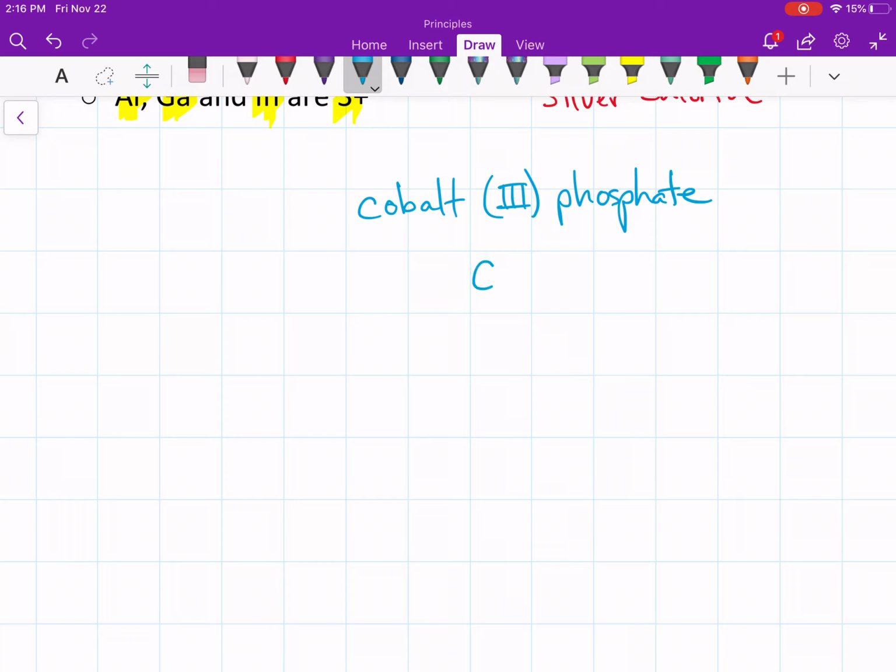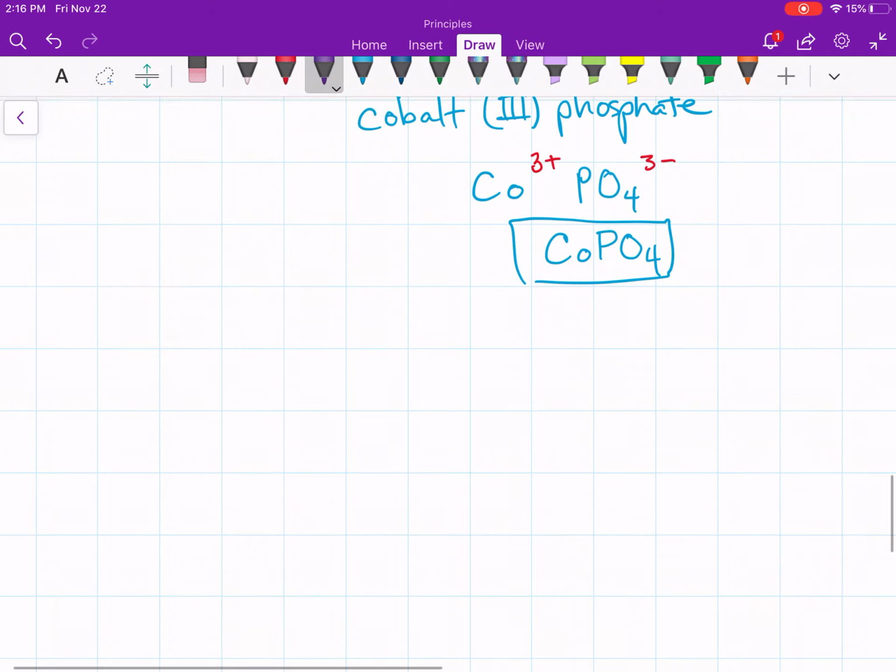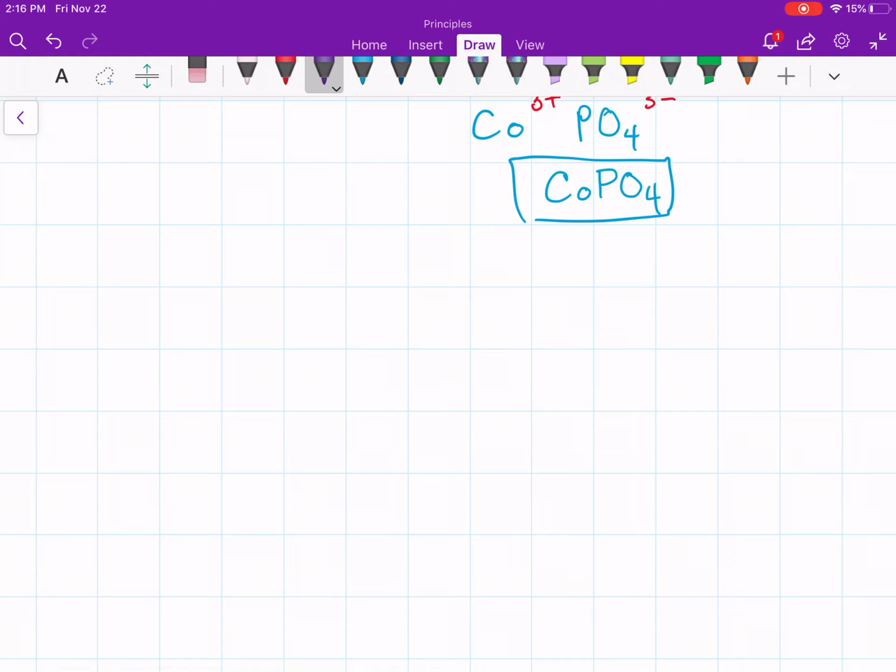Okay, hopefully you said that since Co is 3 plus, phosphate is 3 minus, and again, that's just something you have to look up in your notes, that we're going to end up with one of each. They cancel without adding any further subscripts, so that our answer would just be CoPO4. All right, let's try another one. Again, we'll go name to formula.